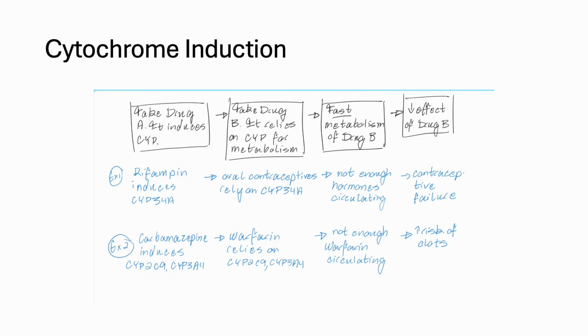Carbamazepine, that's an anti-epileptic drug. It induces some enzymes. Warfarin is an anticoagulant. If you took them together, you would have not enough warfarin, increased risk of blood clots, increased risk of strokes. So I'm not going to ask you questions like, what's the relationship between carbamazepine and warfarin? I'm not going to ask you any questions about these drugs. I'm just using these drugs as examples to help you understand cytochrome inhibition and cytochrome induction.